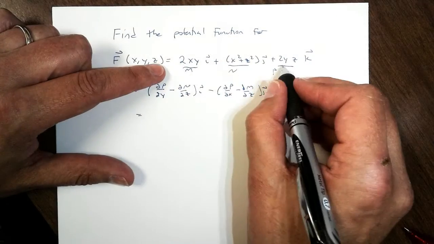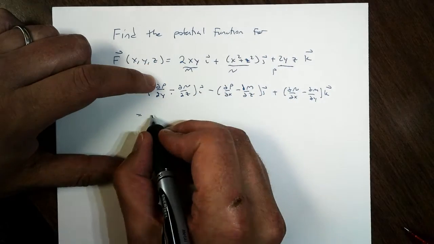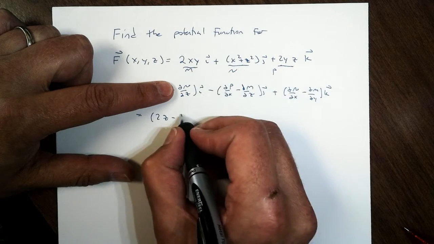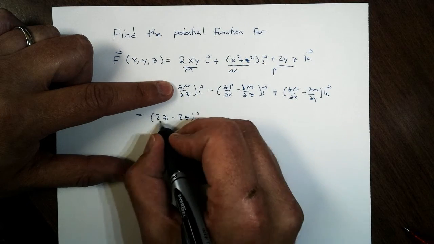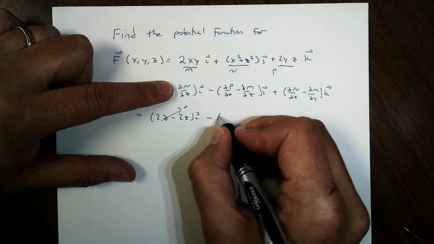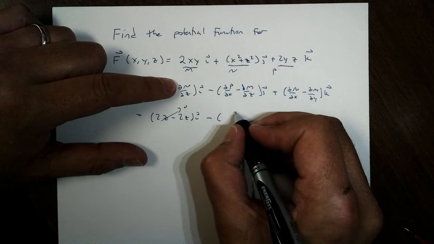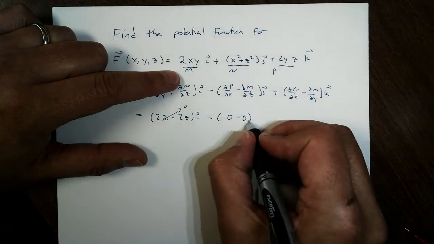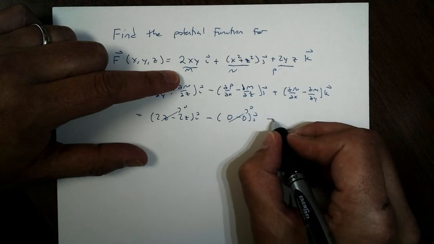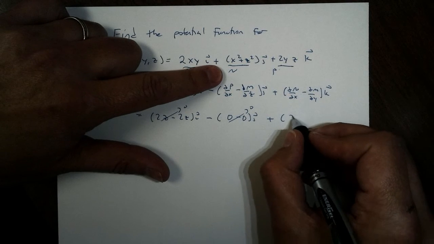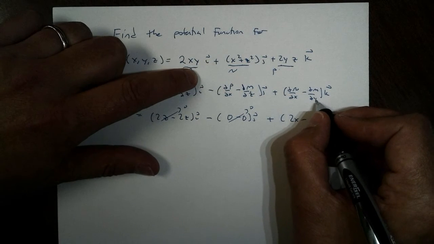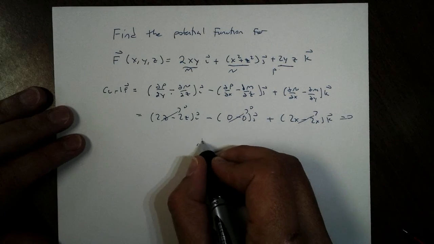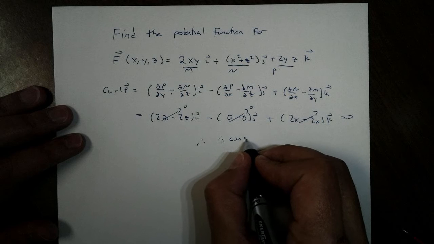So we're going to take the partial of P with respect to y, so that's just going to become 2z, minus the partial of N with respect to z, 2z. So far so good, that's 0, minus the partial of P with respect to x, well that's just 0, the partial of M with respect to z, well, that's 0, so far so good, plus the partial of N with respect to x, 2x, the partial of M with respect to y, also 2x, in the k. So this does equal 0, so therefore this is indeed conservative.